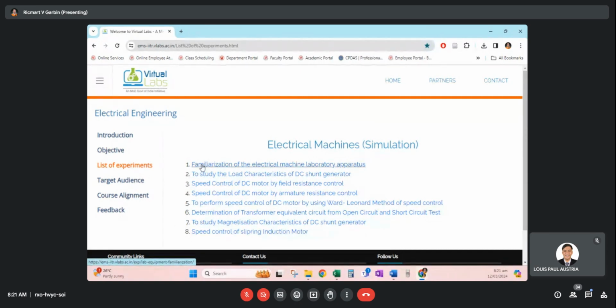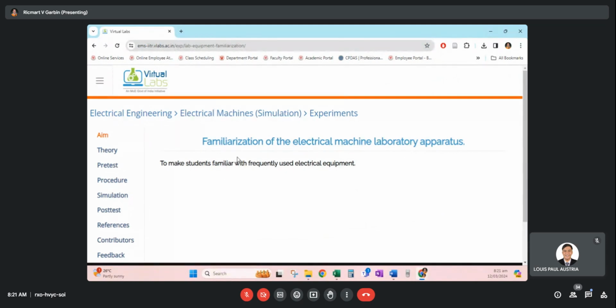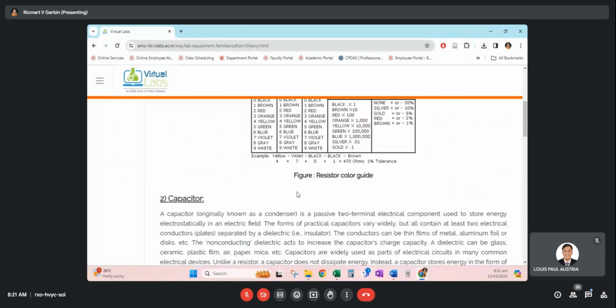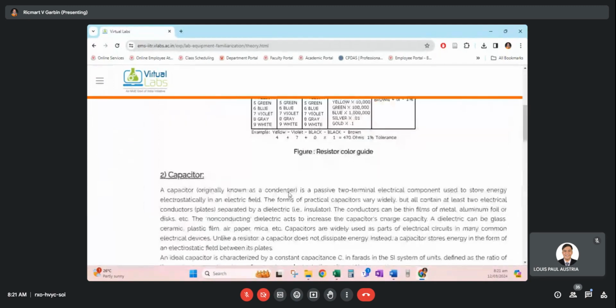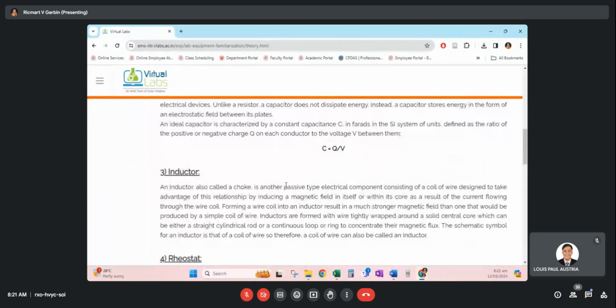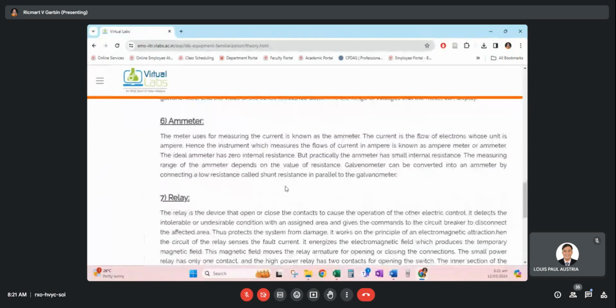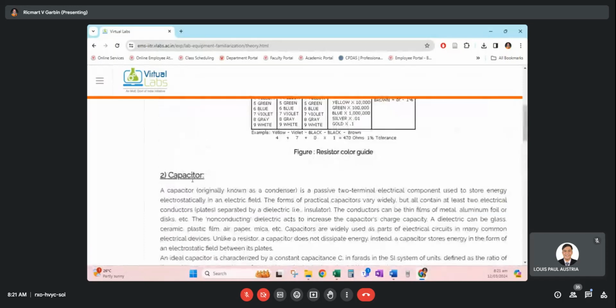Okay? So if you click, halimbawa, itong laboratory activity number 1, dito kayo mare-redirect. Familiarization of the electrical machine laboratory apparatus. The aim is to make the students familiar with frequently used electrical equipment. So yun yung aim ng ating laboratory activity number 1. Kapag kinlik nyo yung theory, ito yung theory na nandito. Given tayo ng different electrical equipment na pwede natin gamitin, either sa circuits or sa machines. Nandiyan yan lahat.